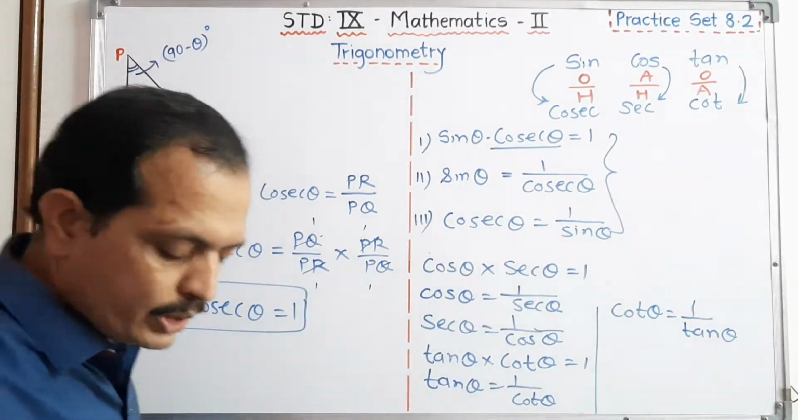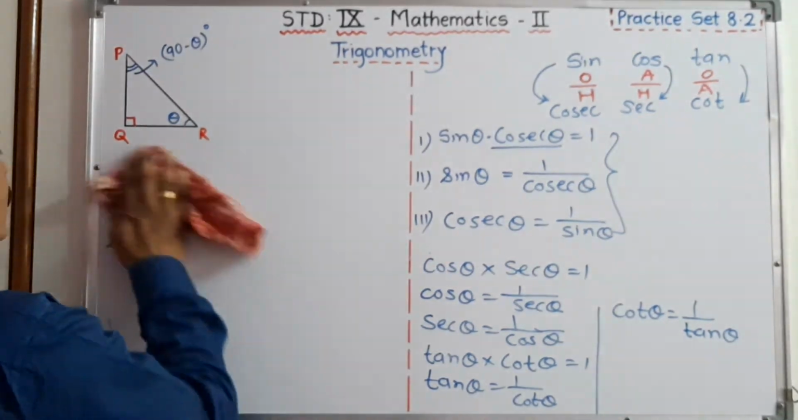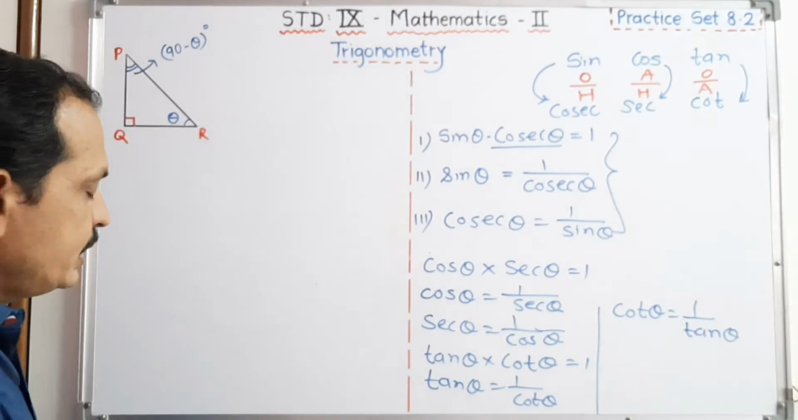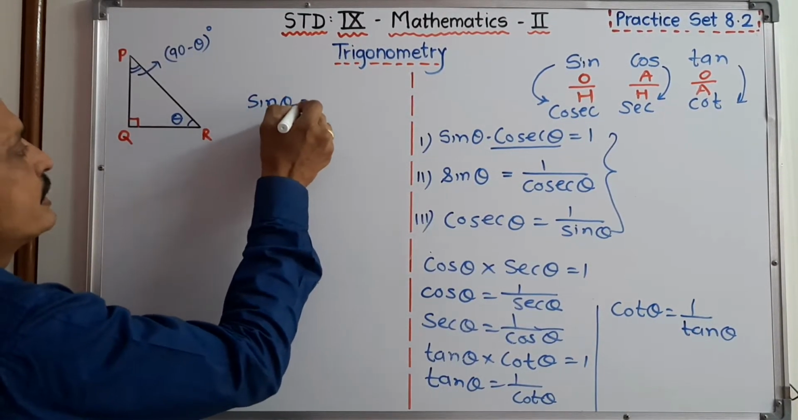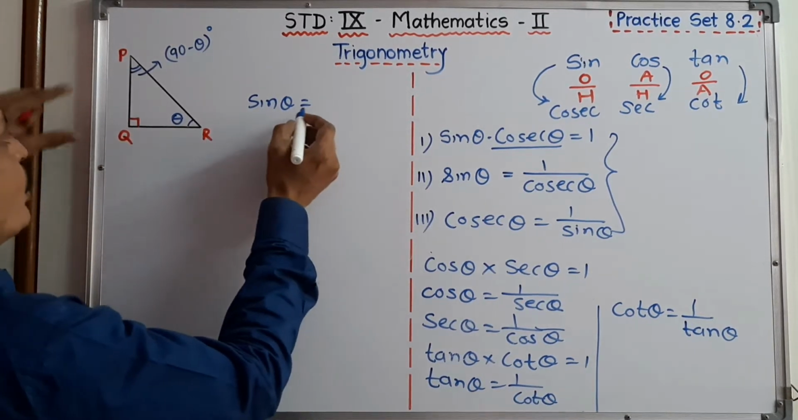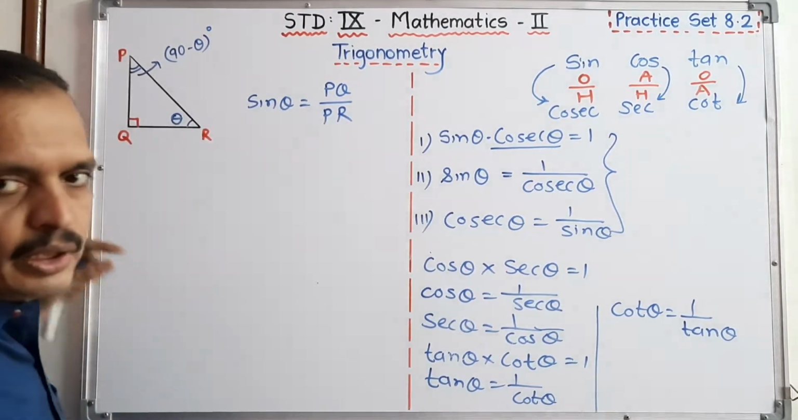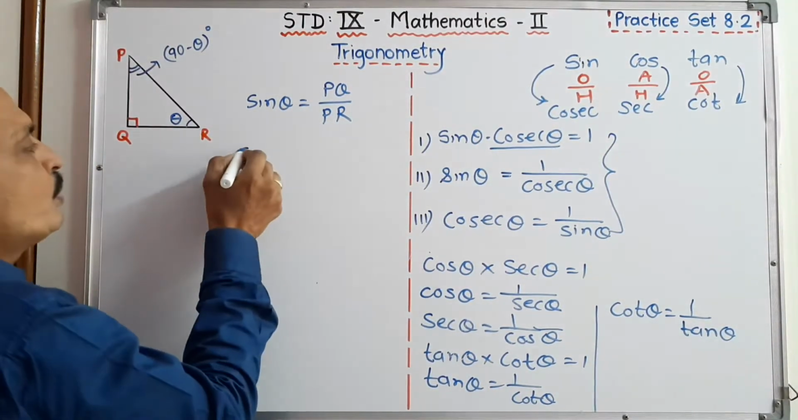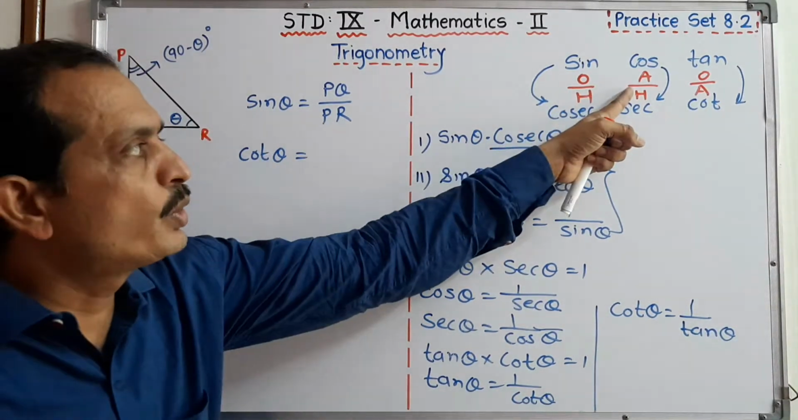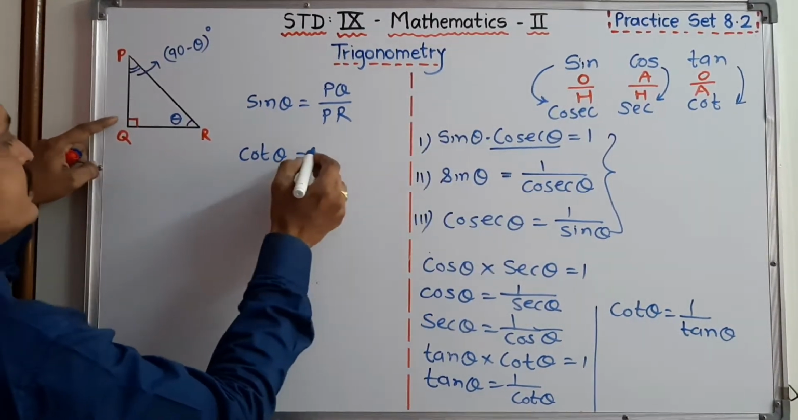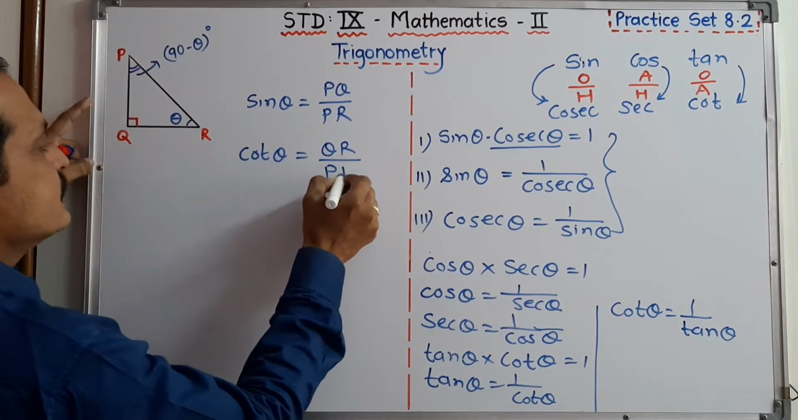See, dear student, from this we can learn two more formulas. If we have to find out sine theta, then sine theta means opposite side, that is PQ upon PR. Got it? Now, can anyone tell me what is cos theta? Cos theta means adjacent side upon hypotenuse. Adjacent side is QR and hypotenuse is PR.